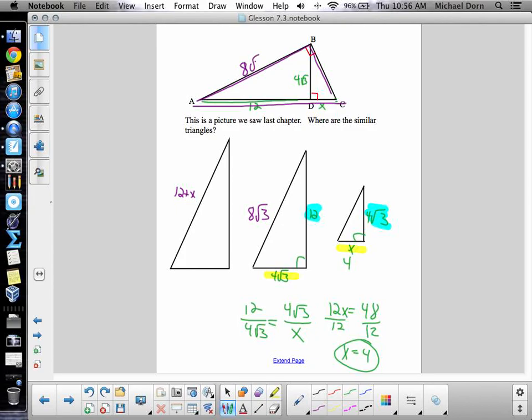Now if you use the Pythagorean theorem here, 4 squared plus 4 root 3 squared is 8 squared, so this third side here winds up being 8. And then we can figure out everything else that we need from that point on. We find out, by the way, since we found x is 4, that this side winds up being 16.